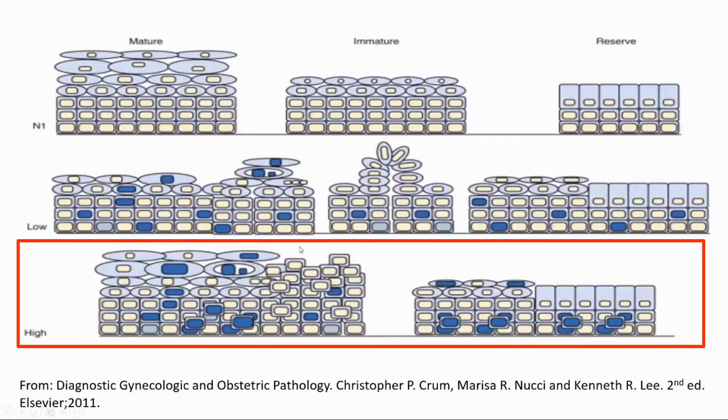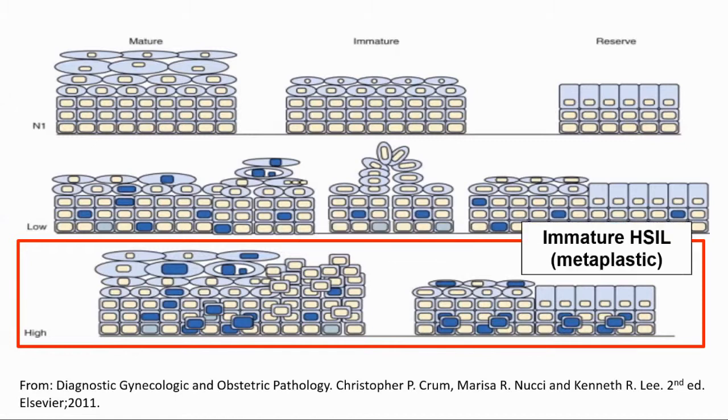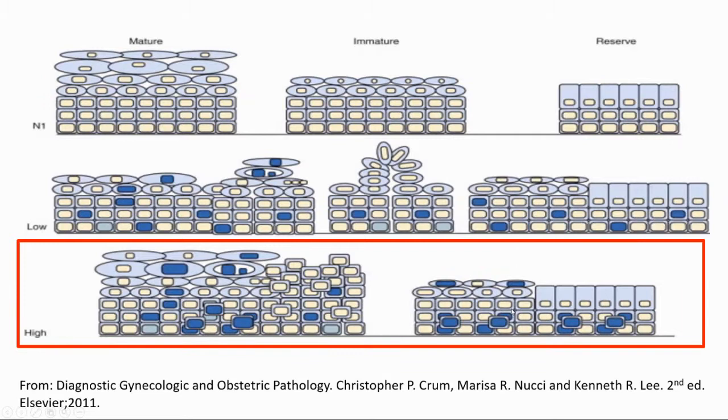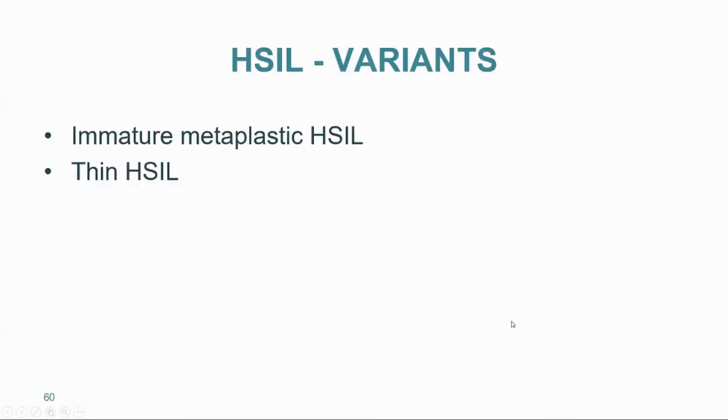Just like low-grade lesions, we can see a spectrum architecturally and cytologically in high-grade squamous intraepithelial lesions. The conventional HSILs are those that show a mature squamous phenotype that is significantly impaired, but there are lesions that are going to highly resemble immature squamous metaplasia, and those have been termed immature metaplastic high-grade squamous intraepithelial lesions. I'm also going to talk about thin HSIL in a second.